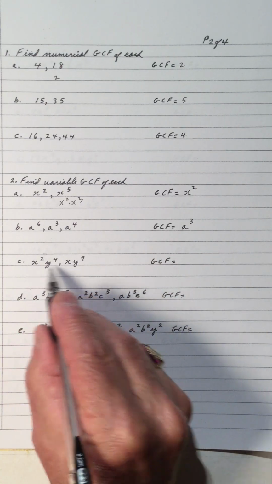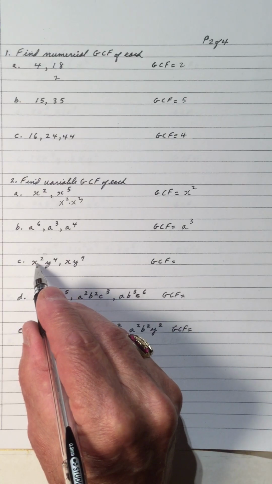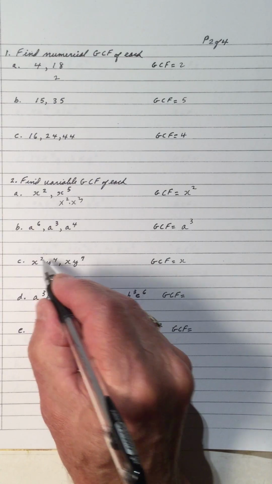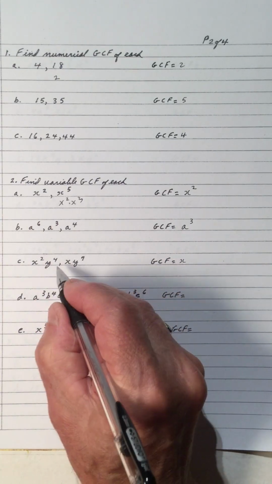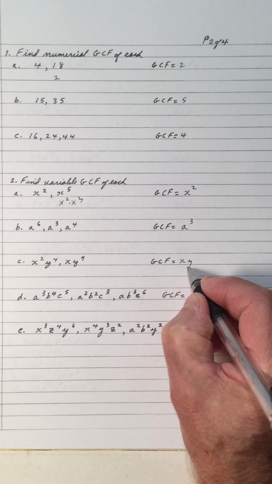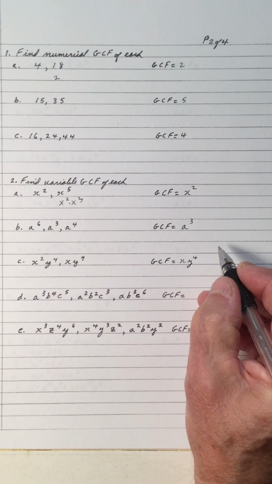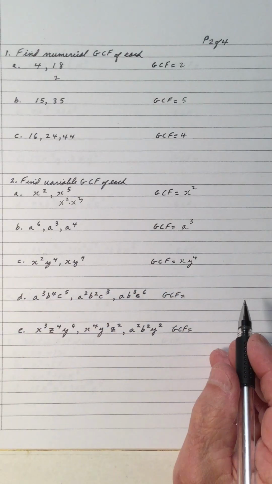And here we have x's and y's. x is common, so we look at the x. The smallest exponent of x is 2 and 1, so it's 1. We have a y that's common, so we write down the y. The smallest exponent is 4. So x y to the 4th is the GCF.